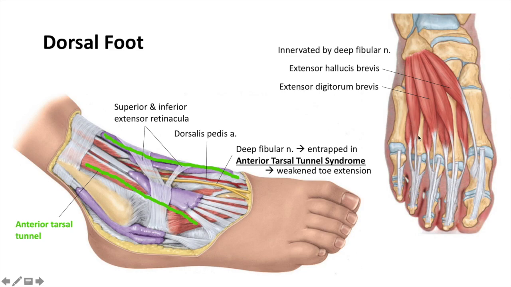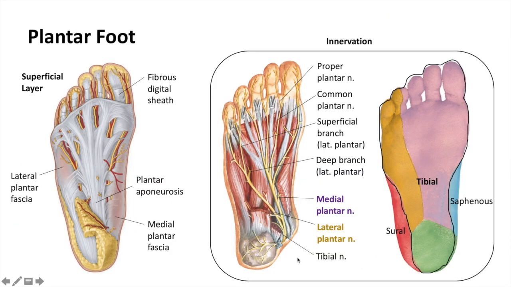So these are also what are innervated by the deep fibular nerve that's located down in the portion of our foot. So we've got our extensor hallucis brevis, and it's going to our big toe. So the big toe is our hallucis, and then we also have our extensor digitorum brevis. So if you see brevis, it's usually short and it's located only in the foot, so it's not going up to the leg. Okay, so let's look at the plantar aspect of the foot.